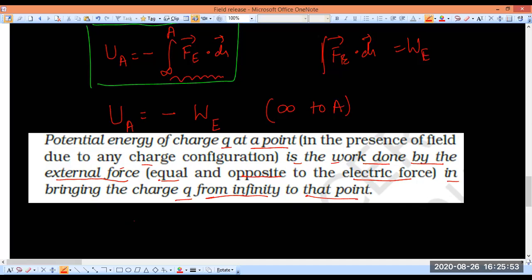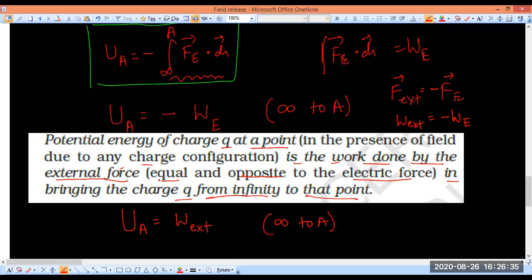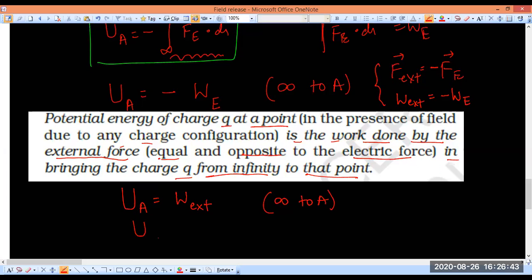So this definition is saying that U_A, potential energy at A, is the work done by external force in bringing that charge slowly from infinity to A. But I hope you realize that because F external and F_e are negative of each other, that's why W external and W_E will also be exactly negative of each other. I don't think anyone has any problem with these two. So instead of work external, you could write U_A is equal to minus W_E. Well, that's exactly what we derived, right? So that is what this paragraph is telling you.